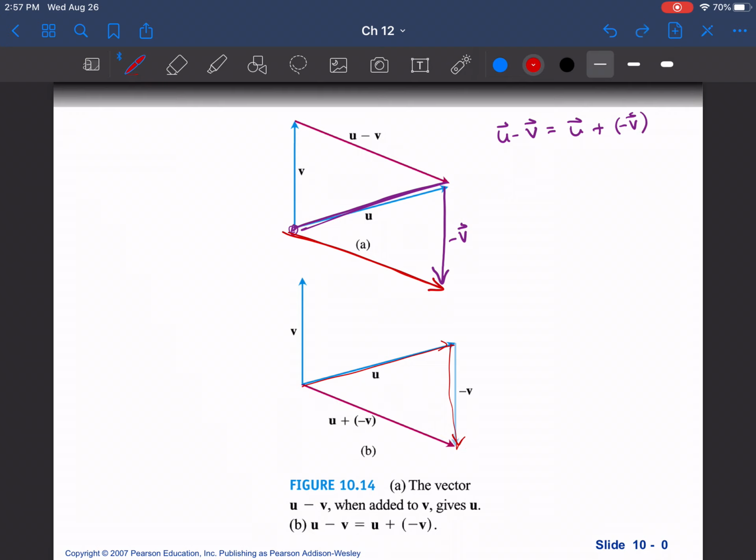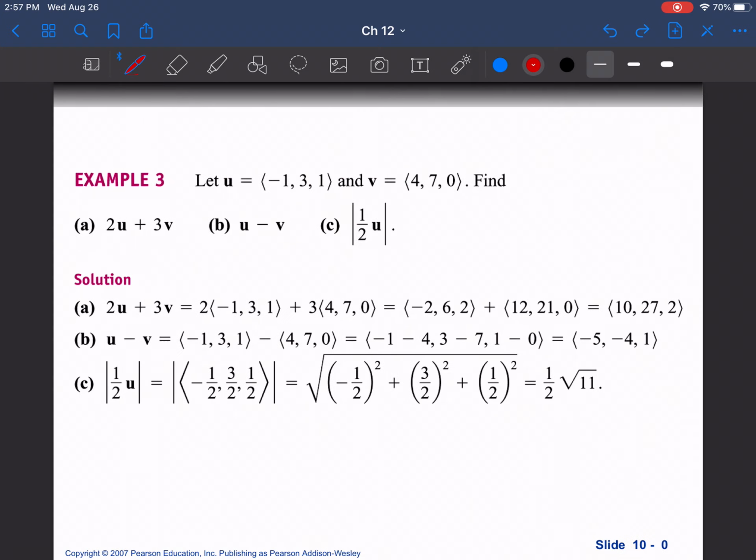So I really like that method a lot more than some people who like to put them initial point to initial point like that, or tail to tail. All right, let's take a look at this example here.